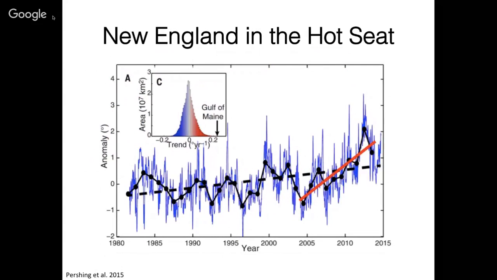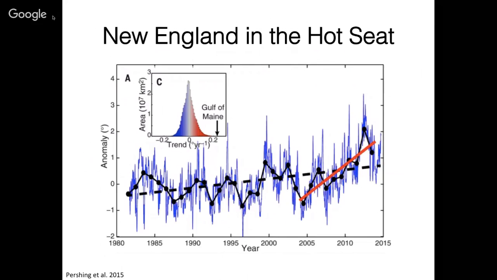KEEN 1, I feel like, is a particularly important set of data points within this study because New England is in the hot seat. So here is a figure from the Pershing et al. 2015 paper looking at temperature change and its effects on cod over time. This was published in 2015.